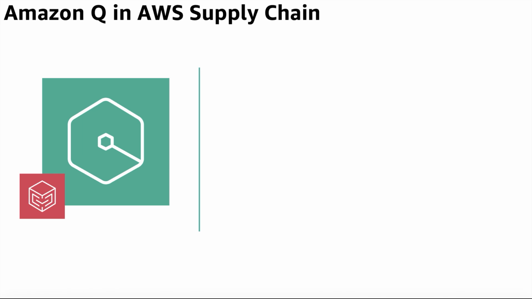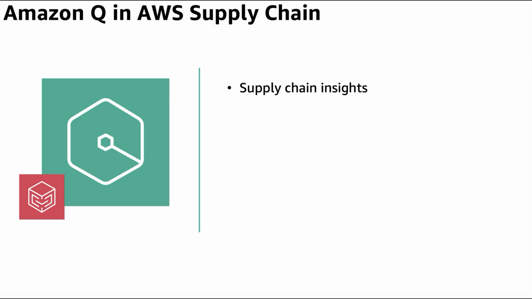Let us learn how Amazon Q can assist you in AWS Supply Chain. Amazon Q in AWS Supply Chain unifies data and provides ML-powered actionable insights, built-in contextual collaboration, and demand planning. They will also be able to explore what-if scenarios to understand the trade-offs between different supply chain choices.